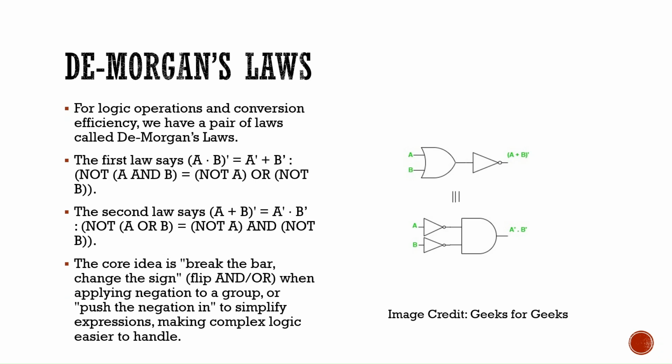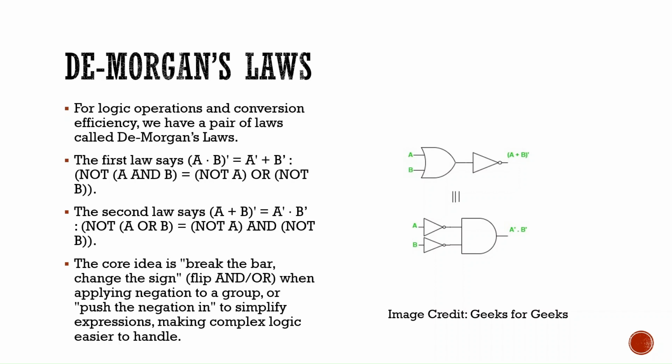So let us take a look at De Morgan's laws. For any operations and conversion efficiency, we have a pair of laws called De Morgan's laws. The first law says that if you invert an AND operation, the result would be an inverted A and an inverted B ORed together. That's a plus. And the second law says that if you invert an OR operation between A and B, then the output will be just the ANDed not A and not B.